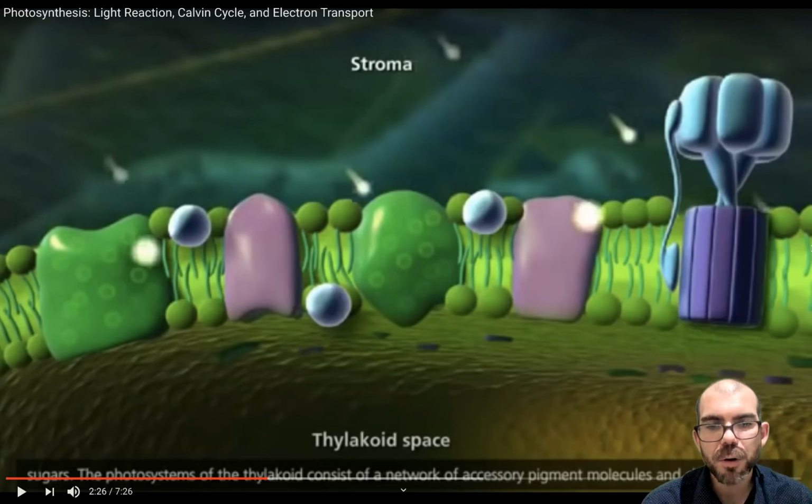A reminder that a photosystem is just a collection of pigments such as chlorophylls A and B and carotenoids that are able to capture energy from light.